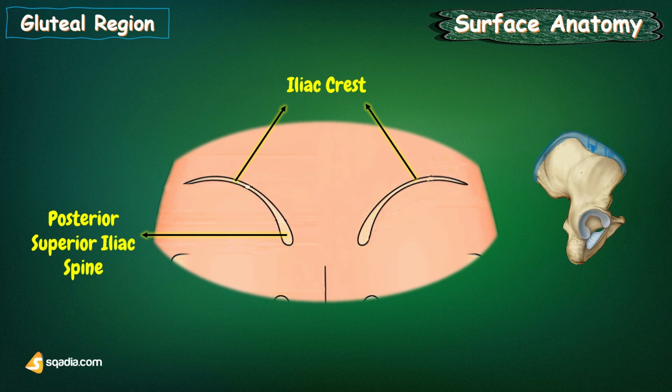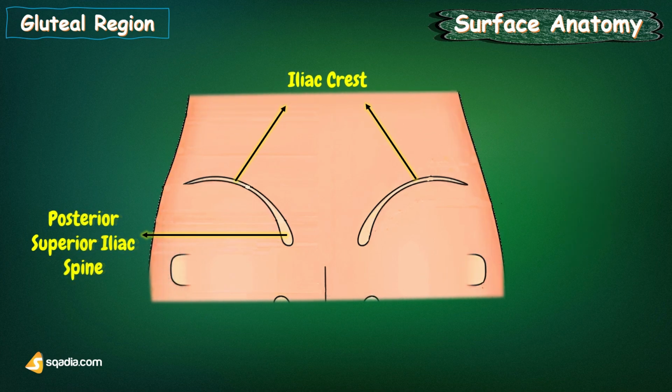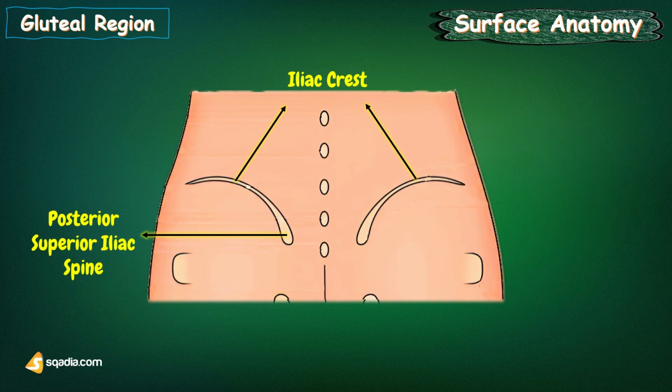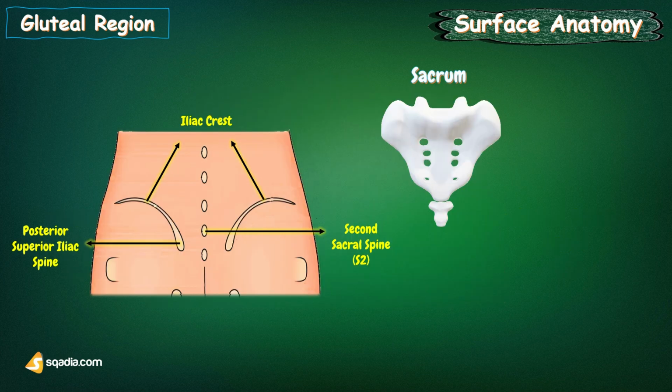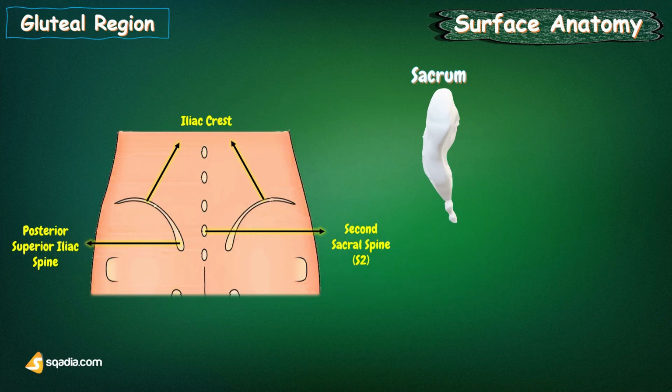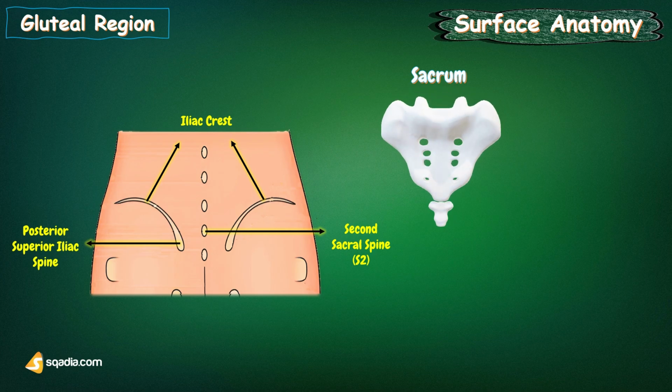The posterior end of the iliac crest is known as the posterior superior iliac spine. It lies on the floor of a dimple about 5 centimeters from the median plane and at the level of the second sacral spine, opposite the middle of the sacroiliac joint. The sacrum lies posteriorly between the two hip bones. The upper 3 sacral spines are usually palpable in the median plane. The second spine, lying between the two posterior superior iliac spines, is the guide to the other 2 spines.